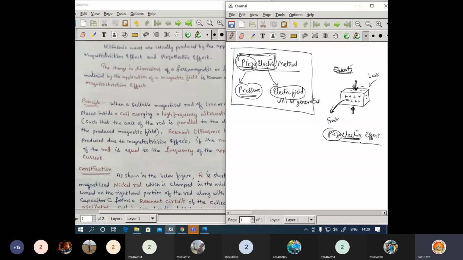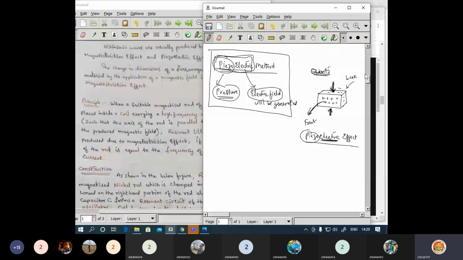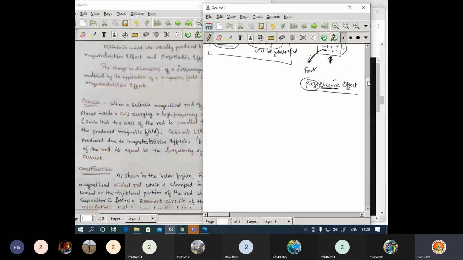Now this concept we are going to utilize, and how we are going to utilize that we are going to see now. Okay, so we know what is the meaning of piezoelectric effect. Now we are going to do one thing here. So let us repeat here. First of all, we are applying a pressure, and due to that we are going to get the electric field. Now here, what is the concept that is to be utilized in the ultrasonic generation?